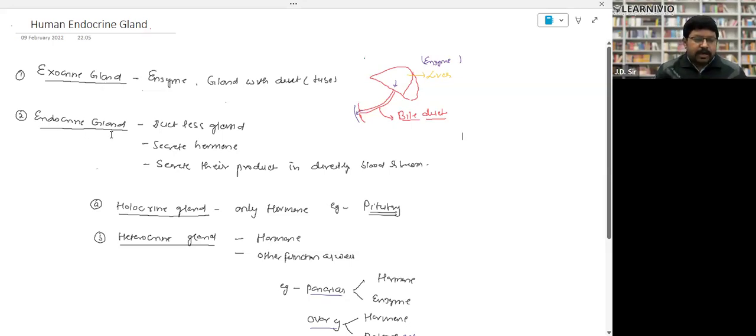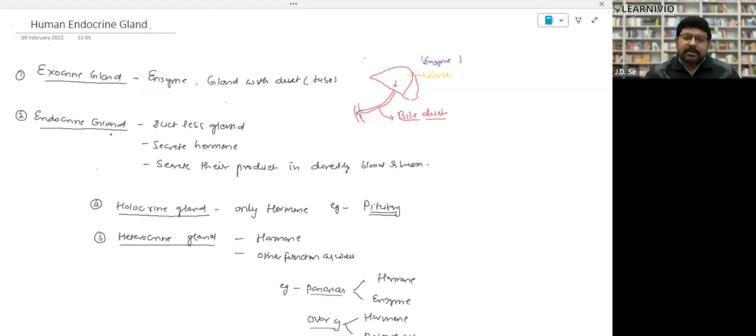Exocrine gland and endocrine gland. Two types of gland are found in our body: exocrine and endocrine gland. Exocrine glands are the glands that secrete enzymes, right? They release the enzyme, and they are called glands with duct. Duct means tube. They release their enzyme to a particular target organ with the help of a duct.